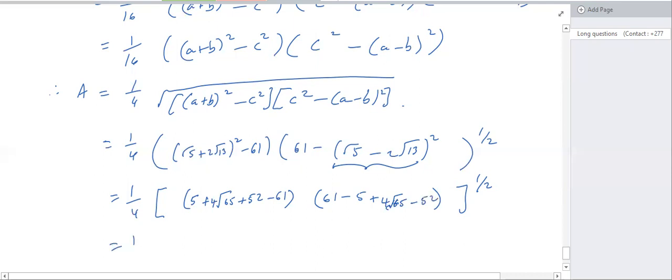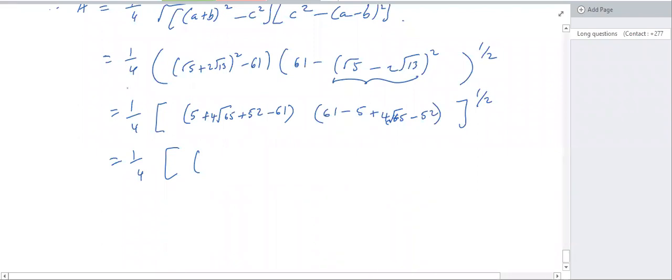So what we have here is quarter into, now 5 plus 52, which is 57, minus 61, which is minus 4, plus 4 root 65. And then 61 minus 5 minus 52. So 61 minus 5 minus 52 is minus 57. 61 minus 57 is 4, plus 4 root 65, all to the power half.